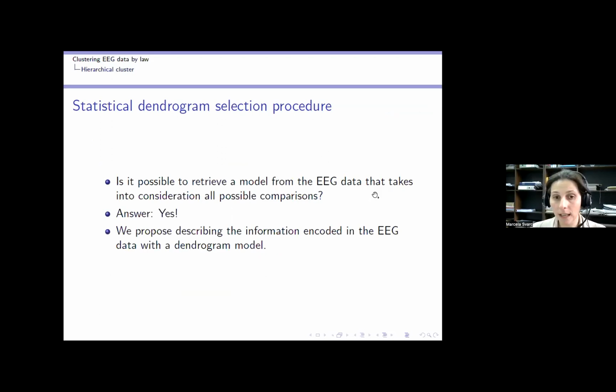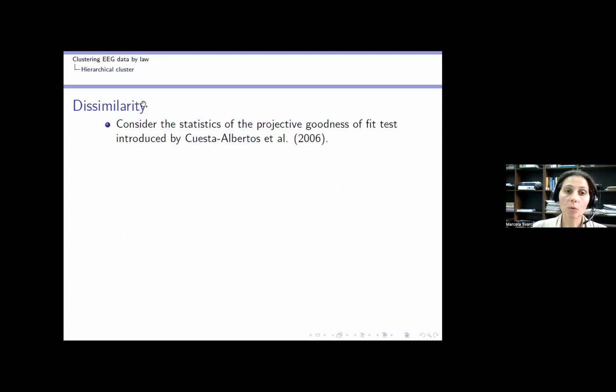And now the idea is to present how we are facing this problem. We are going to present a clustering procedure based on the projective goodness of fit test introduced by Cuesta Alberto et al., and previously described in the other talks. The idea is that based upon this criteria, we are going to build a dissimilarity matrix that will then be used to clusterize the contexts, considering a hierarchical clustering procedure.